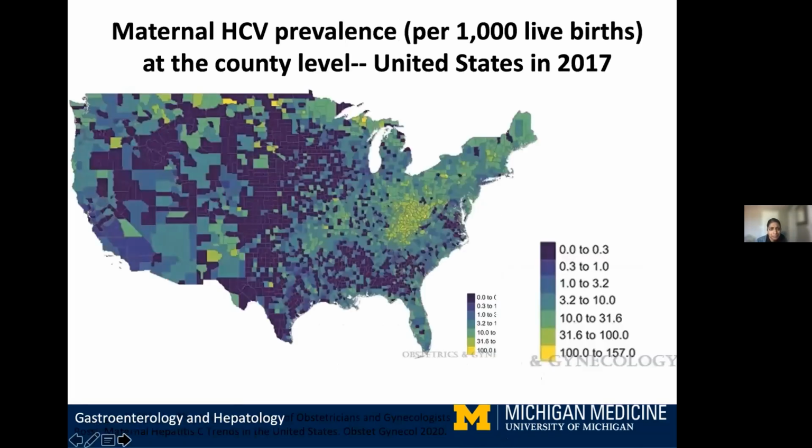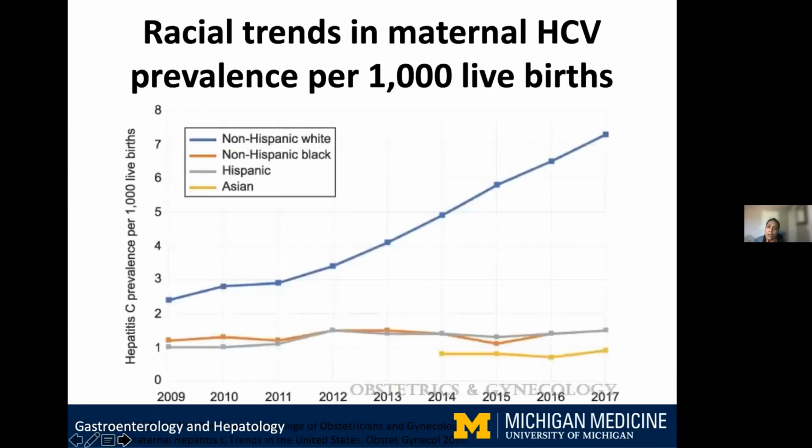So moving from post-treatment monitoring, I also wanted to spend some time on hepatitis C and pregnancy. We know that the maternal hepatitis C prevalence at the county level in the United States has been rising over the years. And what we know is that we are definitely seeing more women of childbearing age who are now infected with hepatitis C infection. And when we look at race and maternal hep C prevalence, there's also a clear signal here, with this increase seen most dramatically in non-Hispanic white women.